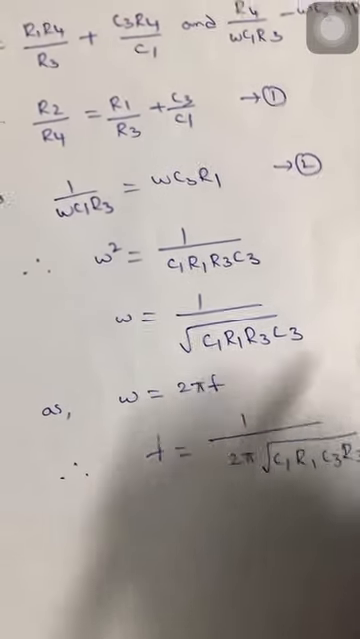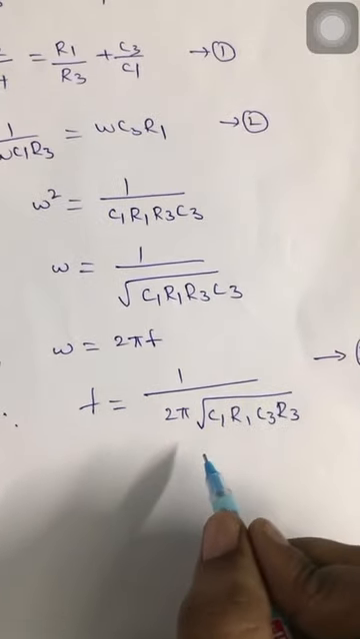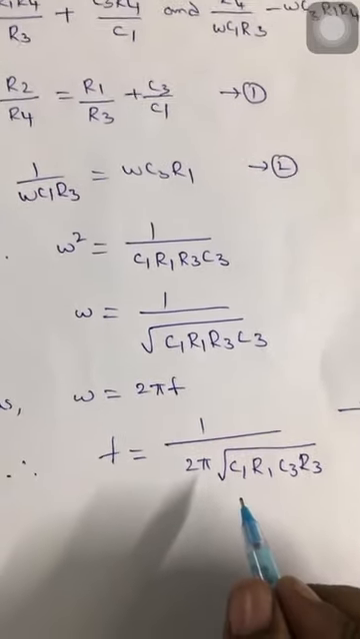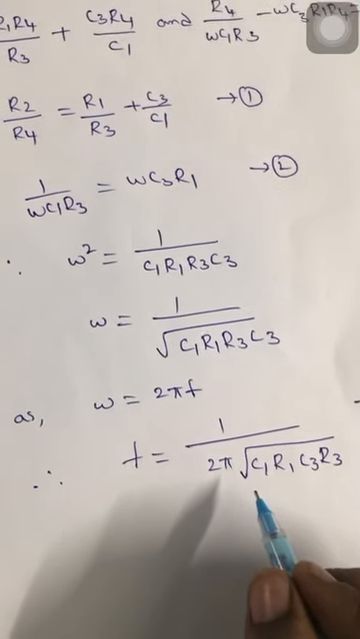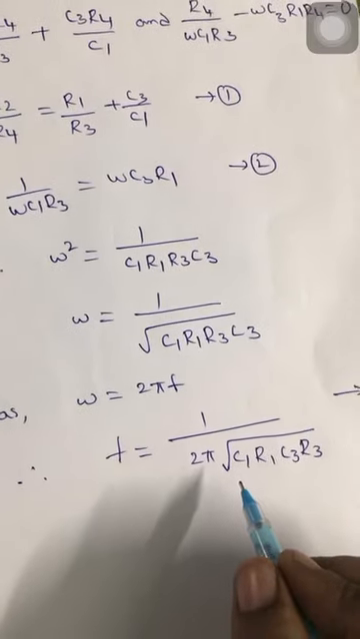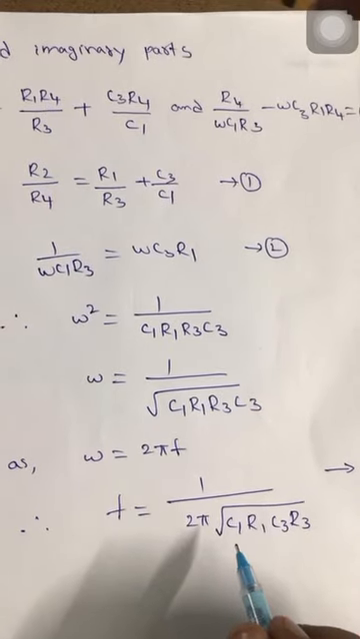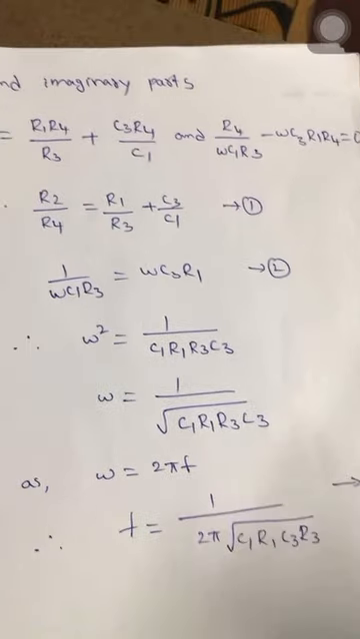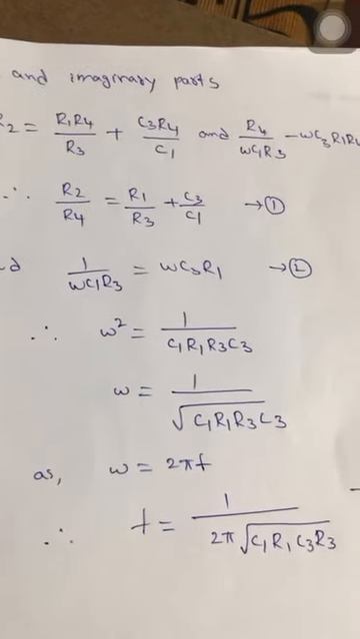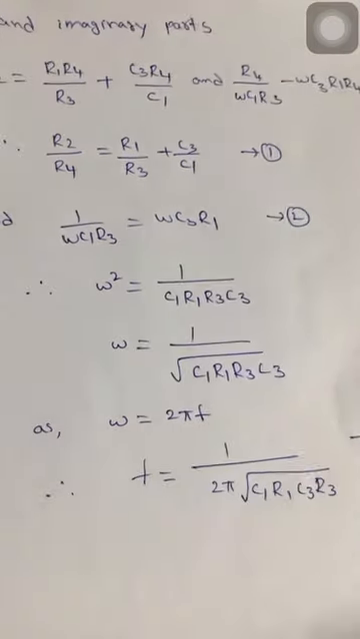That is equation 3. And here this one is the unknown frequency. And here this Wien bridge is used for measuring frequency in the audio range. The resistances R1 and R3 can be ganged together to have identical values. Capacitors C1 and C3 are normally of fixed values.